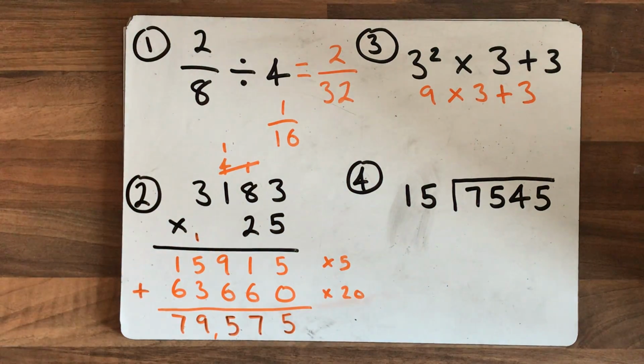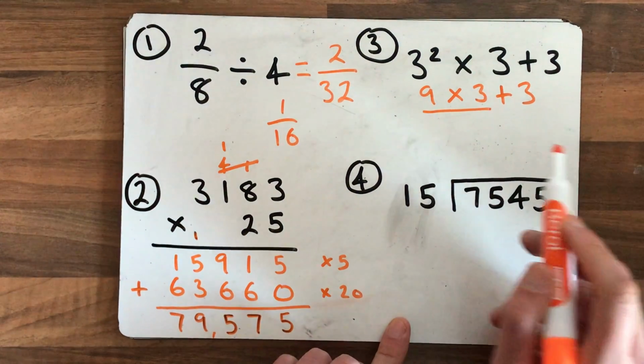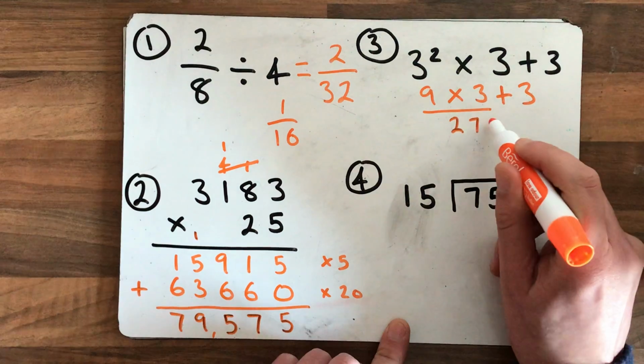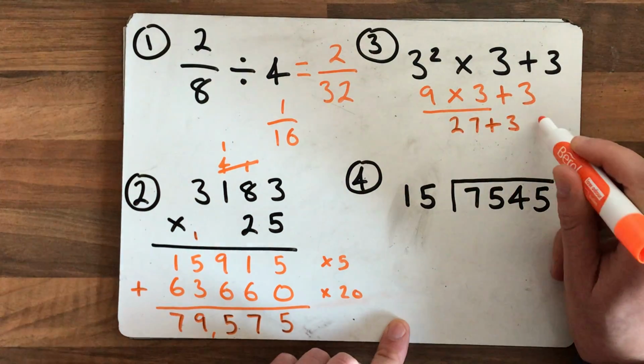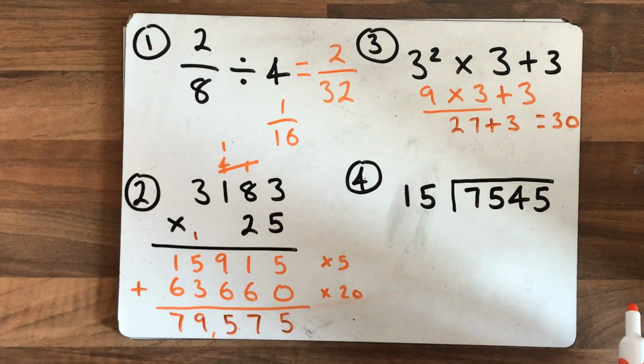the question. So BIDMAS, no brackets, we've done indices, there's no division, there is a multiplication. So this is the calculation we look at here. 9 times by 3, which is 27. Add on this final 3, gets us to the answer of 30.